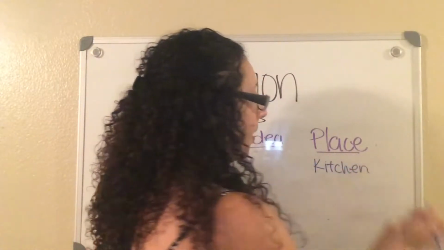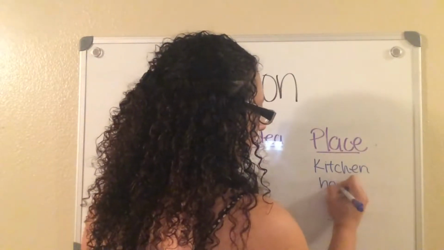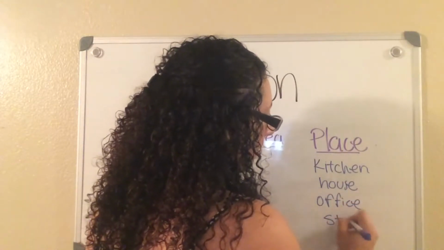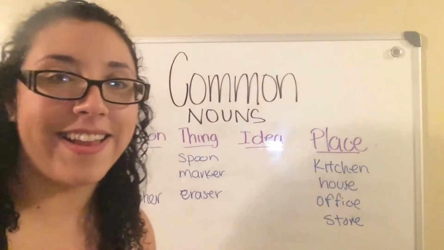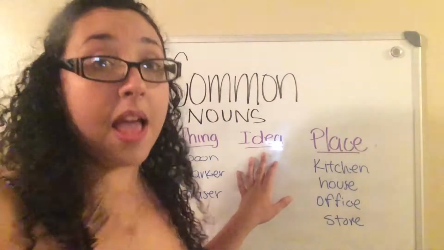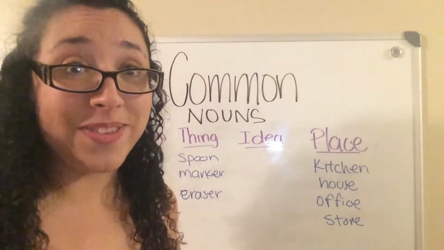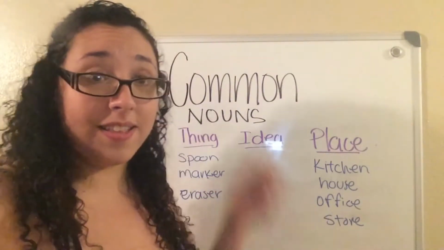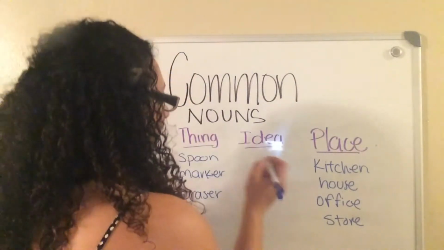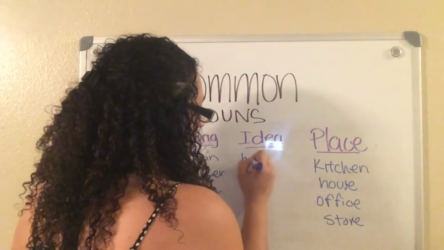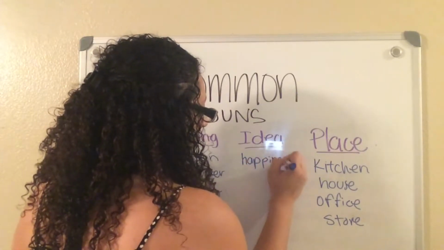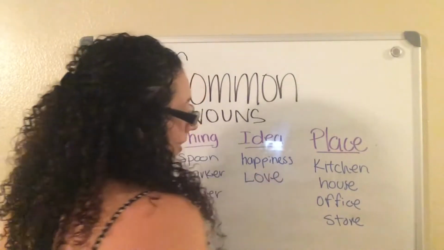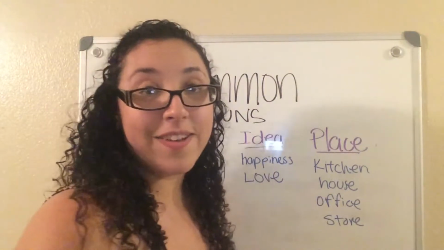A common noun for a place would be kitchen, house, office, store, things like that. And a common noun for an idea, I love those. It will be like feelings, things that you can't touch. Like happiness, love, like happiness and love.